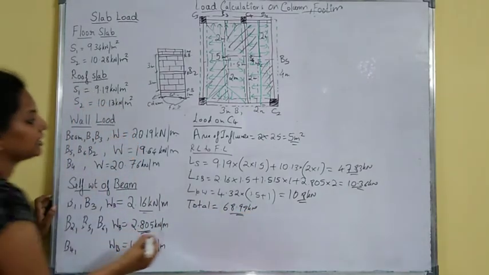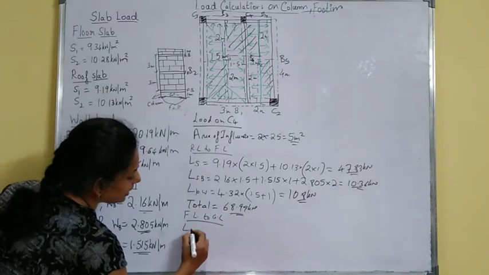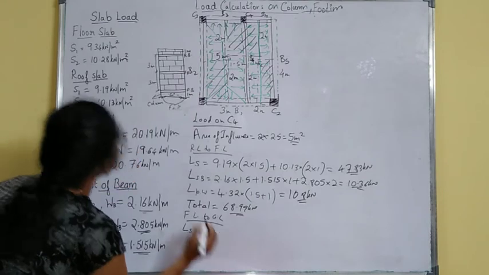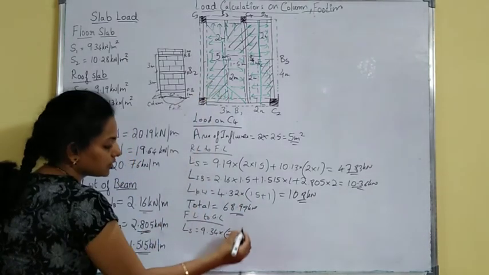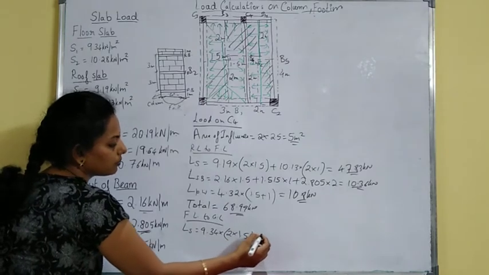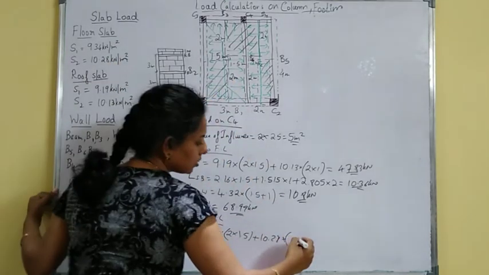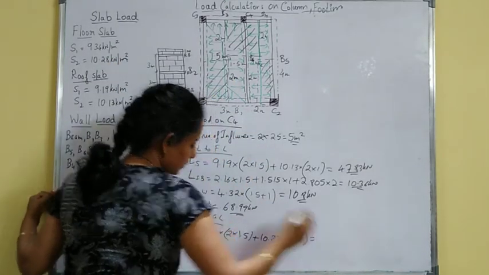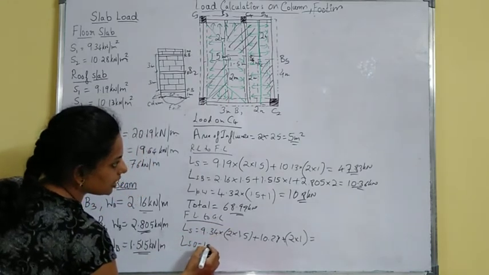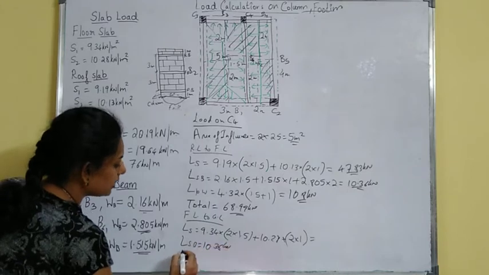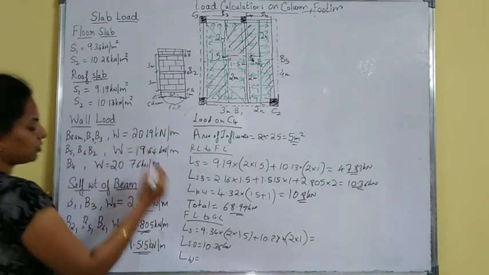Okay. Similarly, next you have floor level to ground level. So LS is 9.34 into, this is area of same, 2 into 1.5 plus 10.28 into 2 into 1. Okay. So sulfate of beam will be same, that is 10.36 kilonewton. Last cell from the wall, there here you have considered only parapet wall.